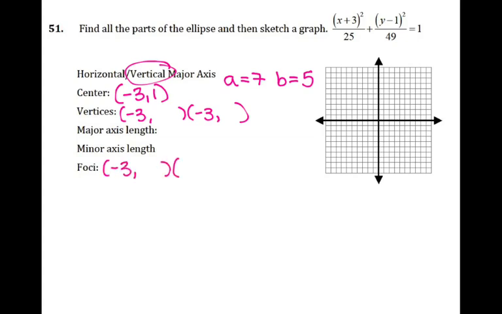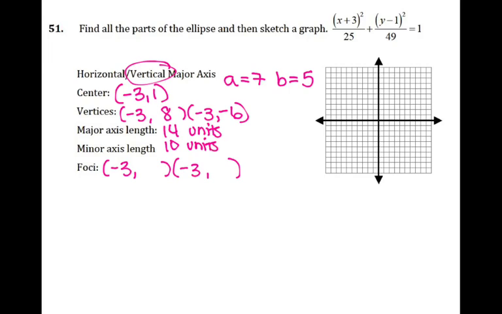So I'm going to go ahead and write that part down. For my vertices, I'm going to use A. So my A is 7, so I'm going to take 1 plus 7, which is 8, and 1 minus 7, which is -6. My major axis length is the distance between my vertices, or it's also 2 times A, which is 14 units. And my minor axis is 2 times B, which is 10 units.